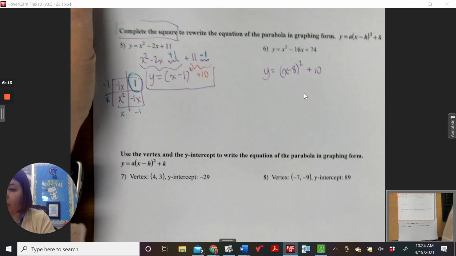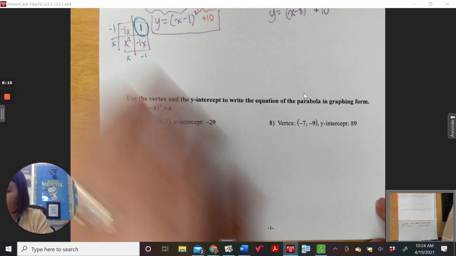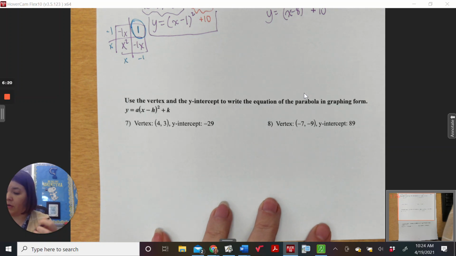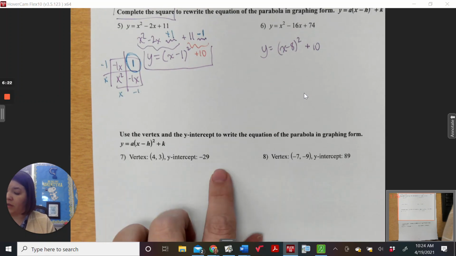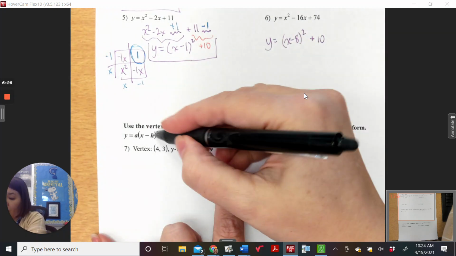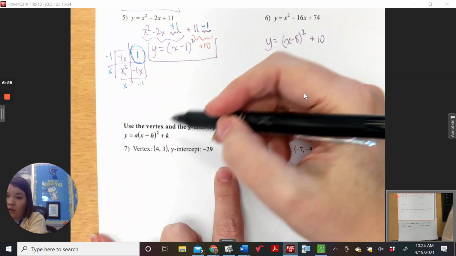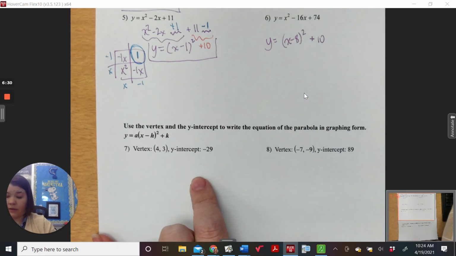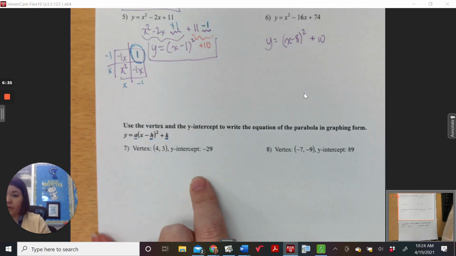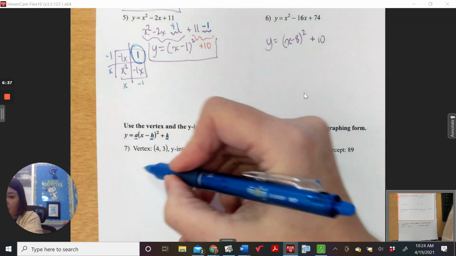All right, let's take a look at another set of problems. Use the vertex and the y-intercept to write the equation of the parabola in graphing form. So we've got our vertex and our y-intercept. So what we know is we need to figure out what all the letters are. X and Y are going to stay there, and A, H, and K are going to get replaced. So my vertex, that's the easy part.